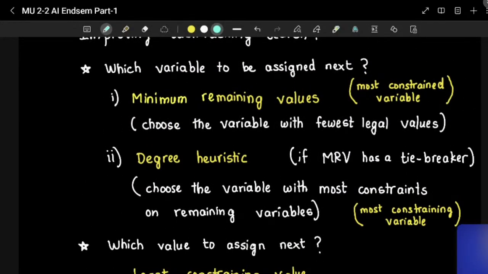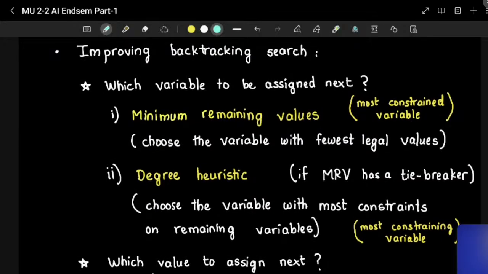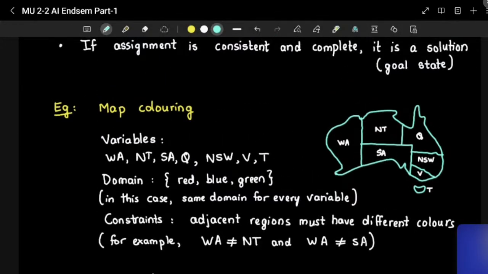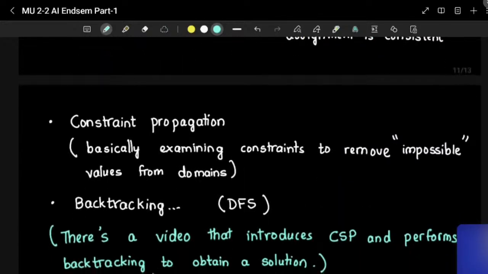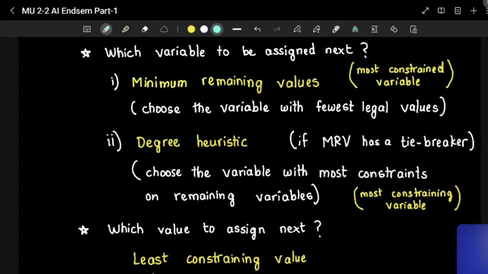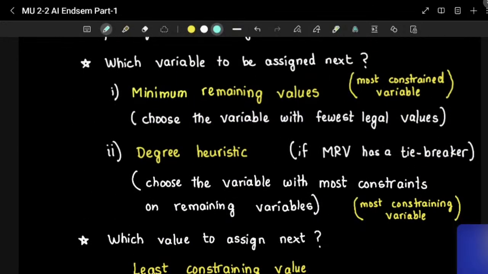So if you ask this question, which variable should be assigned next? After assigning x1, should I assign x2 or should I assign x3? There is something called minimum remaining values. Wait, can I copy my Australia? If you open the slides, I think there is an example. There's a picture associated with this minimum remaining values. Choose the variable with fewest legal values. Minimum remaining values is also called the most constrained variable. Let me see if I can give an example here.